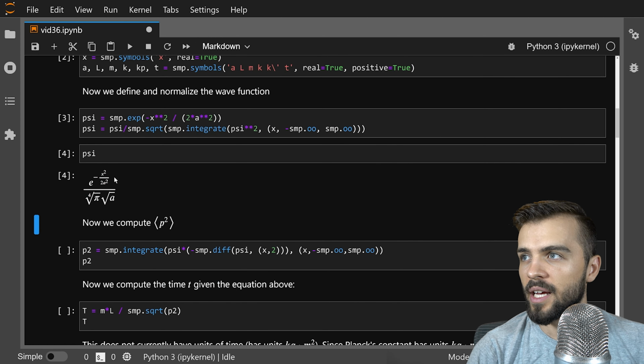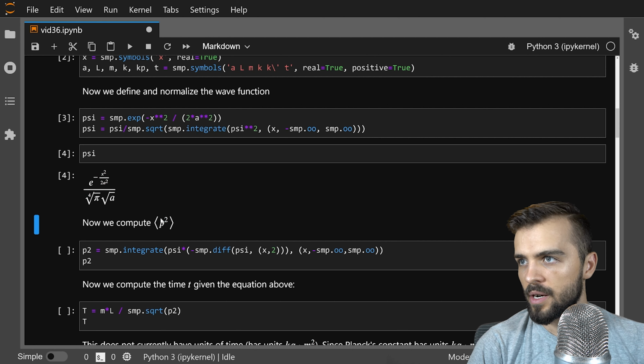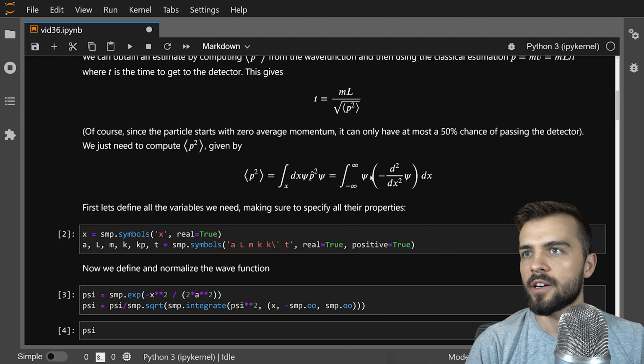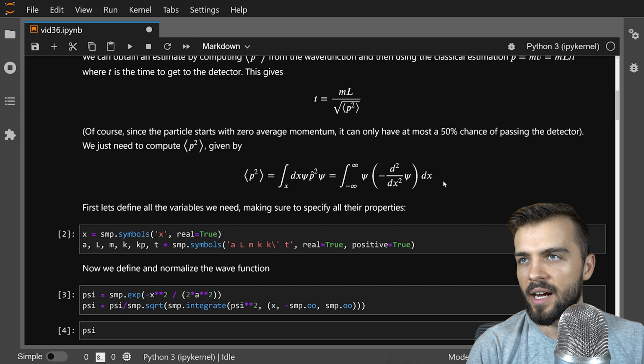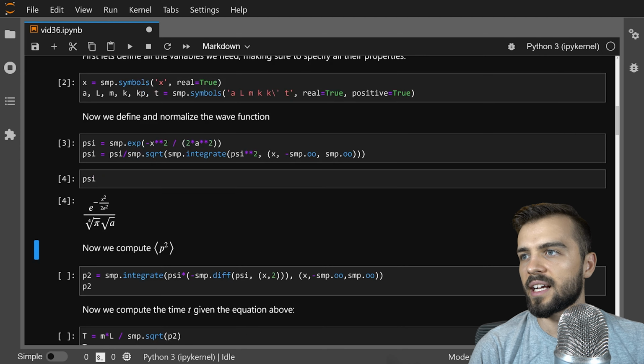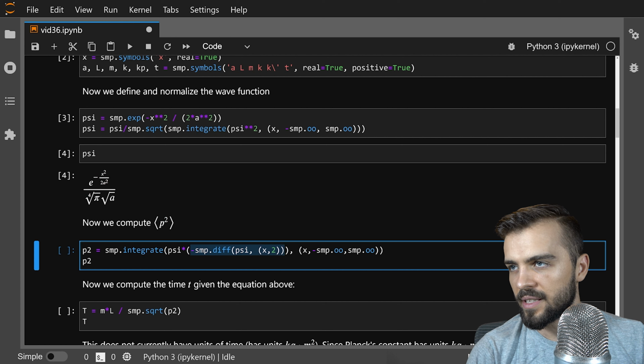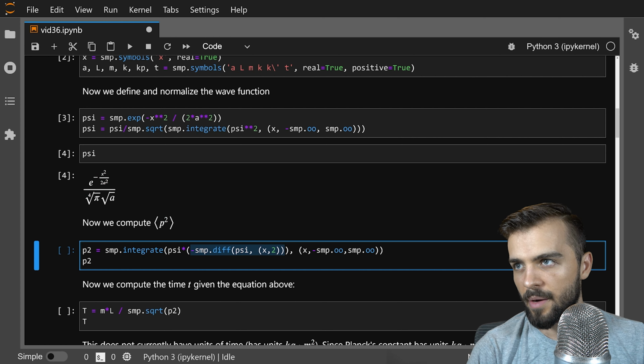Now that I have the normalized wave function, I can compute p squared just using directly the formula I have above, which is this here. So I integrate psi times the negative d squared dx squared of psi over all of x. That's exactly what I have written here. It's psi times the second derivative of psi with respect to x. So I differentiate with respect to x twice. That's what this is here. This is SymPy.derivative.